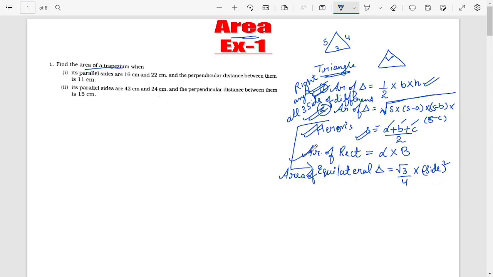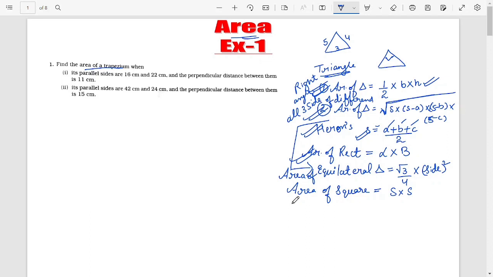Now after that, area of the rectangle. In order to find the area of a rectangle, we use the formula length into breadth. Another formula, area of square. The formula to find the area of a square is side multiply side.